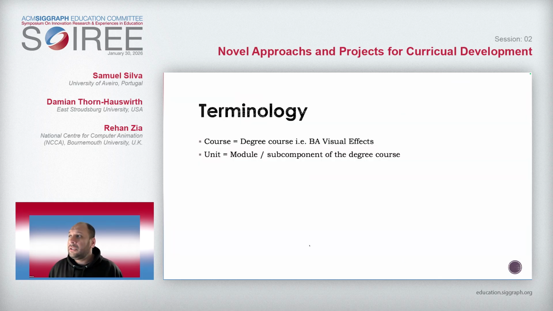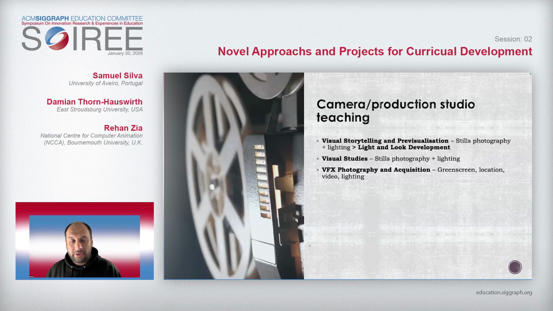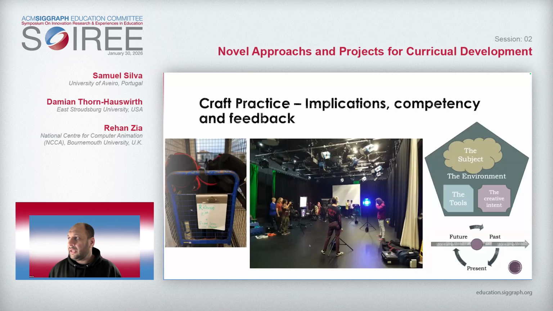So just in terms of terminology, the course, if I say course, it refers to the degree, and the unit is the module or subcomponent of that degree. I teach 3 units. Historically, I've taught these 3 units. They've changed now, evolved. One is visual storytelling and pre-visualization, which is stills photography, photography craft, but with digital cinematography aligned with that. Visual studies is more about using cameras and drawing in traditional media to deconstruct real-world natural phenomena and object properties and so on. VFX photography and acquisition is more craft-based, production-based, green screen, location, lighting, and so on.